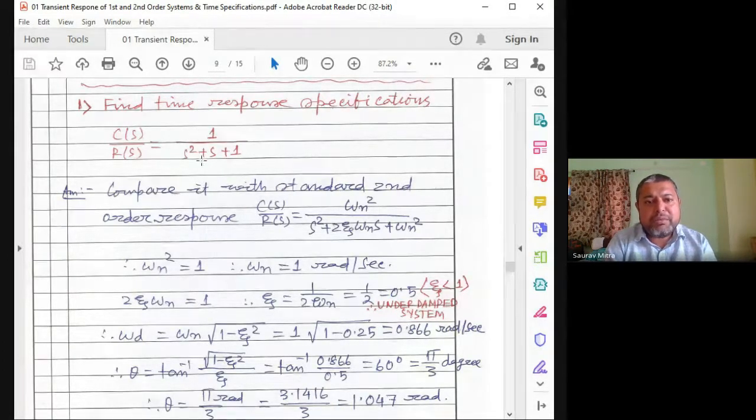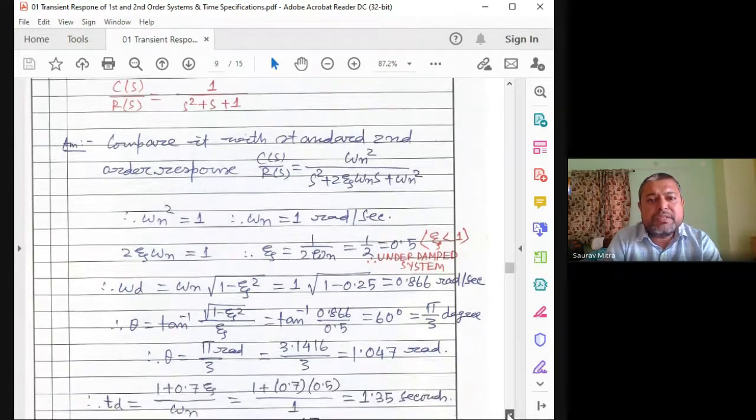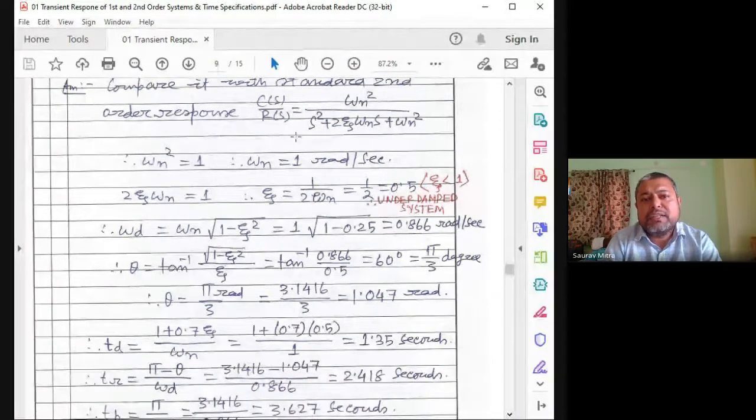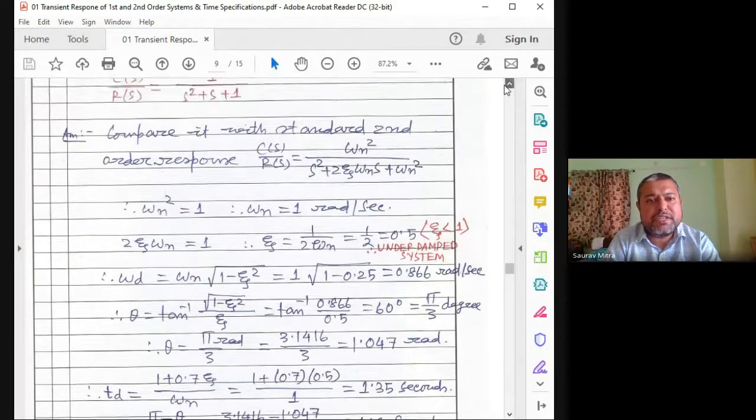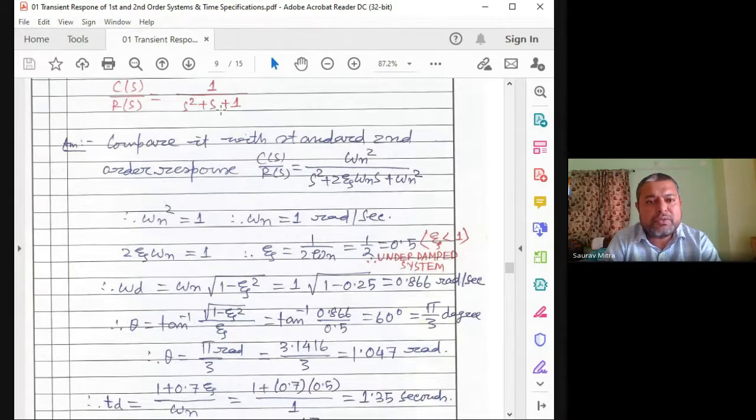So 1 by s square plus s plus 1. In this case the value of k, that is the system gain, is equal to 1, omega n square is equal to 1. So the first thing you are supposed to do is write down the generalized equation of CS by RS. So it is omega n square over s square plus 2 zeta omega n s plus omega n square. This omega n square is equal to 1 because you are finding the transfer function. So omega n square is equal to 1, and 2 zeta omega n is equal to 1 as well.